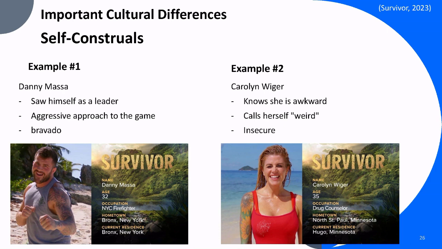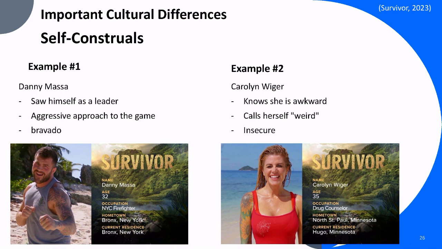With self-construals, I have 2 examples here of the way they see themselves. So, 2 very different players. Our first person we're going to look at is Danny. He came in and he really saw himself as a leader. He was aggressive, but he had a lot of bravado. So in his self-construal, he saw himself as the guy to beat, the guy to take out, the one who was going to come in and lead everything.